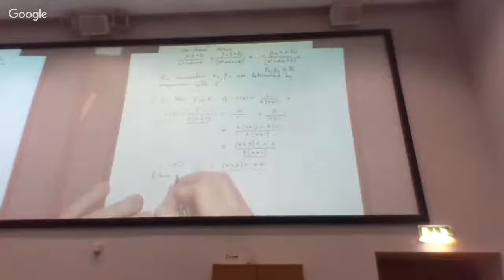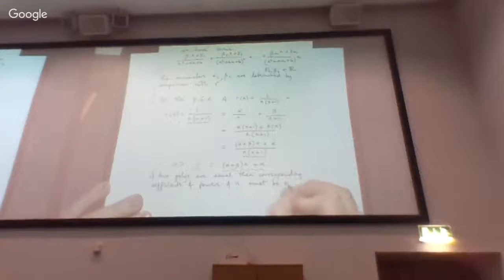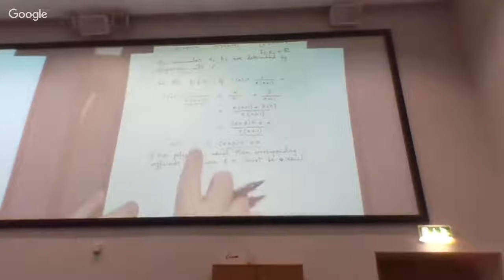If two polynomials are equal, then corresponding coefficients of powers of n must be equal. That's a principle about polynomials. Two polynomial functions can be the same only if corresponding coefficients are the same. So the constant coefficient is 1 on the left-hand side, and it's alpha on the right-hand side. So alpha must be 1.